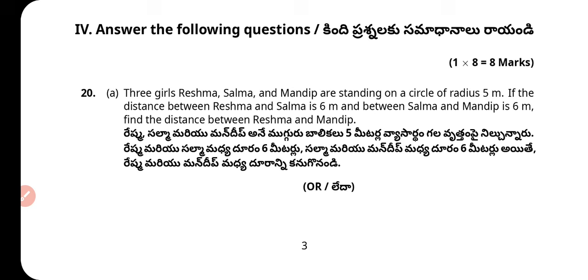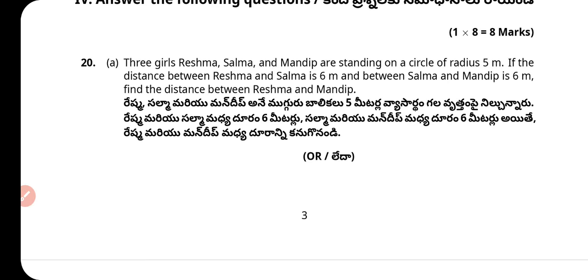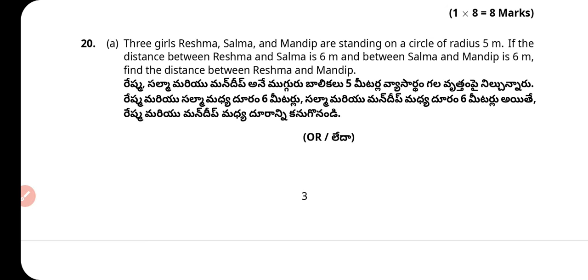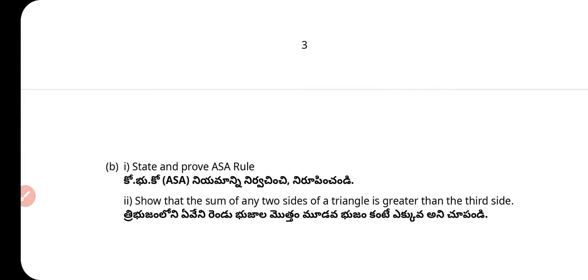Question number 20. Three girls, Reshma, Salma and Mandeep, are standing on a circle of radius 5 meter. If the distance between Reshma and Salma is 6 meter and between Salma and Mandeep is 6 meter, find the distance between Reshma and Mandeep. This is conceptual solution, and the internal question is: state and prove ASA rule, angle side angle rule, and show that the sum of any two sides of a triangle is greater than the third side.